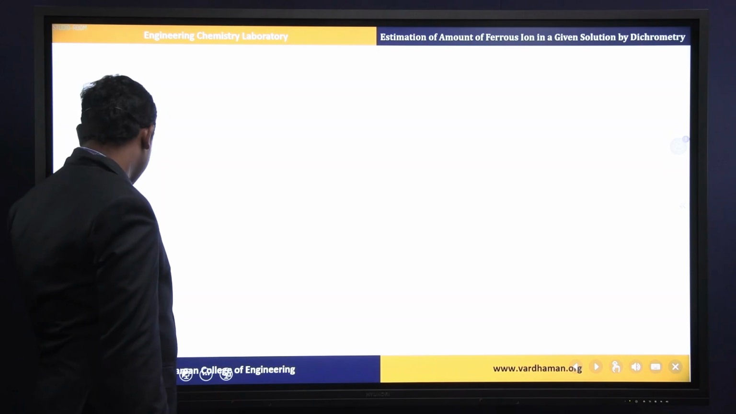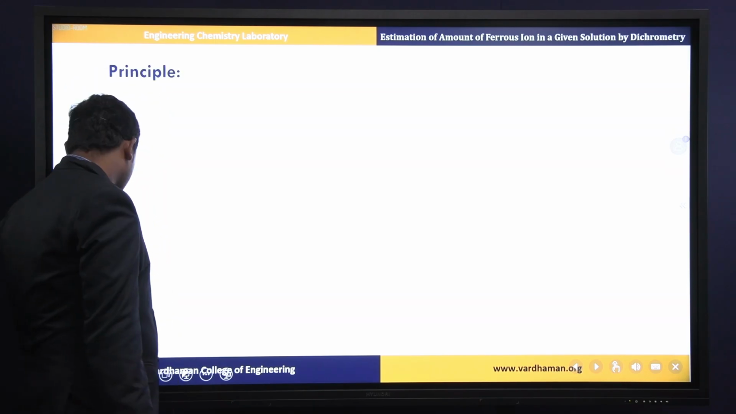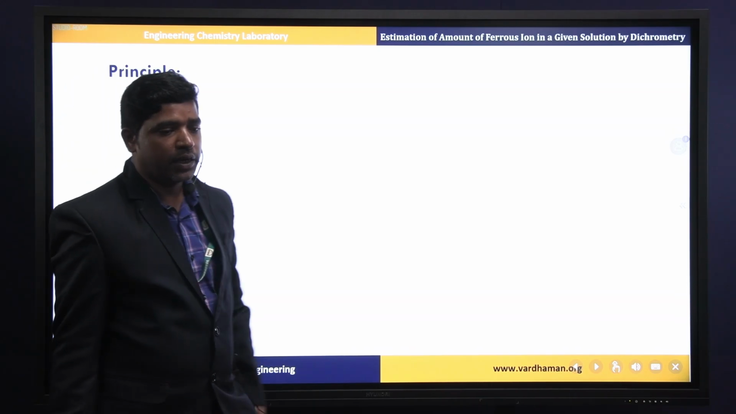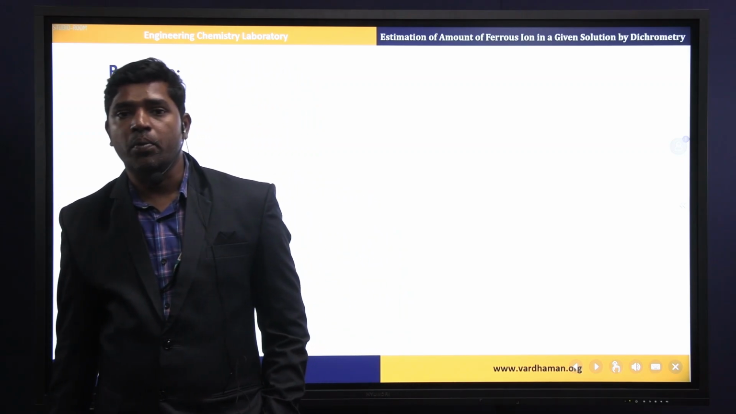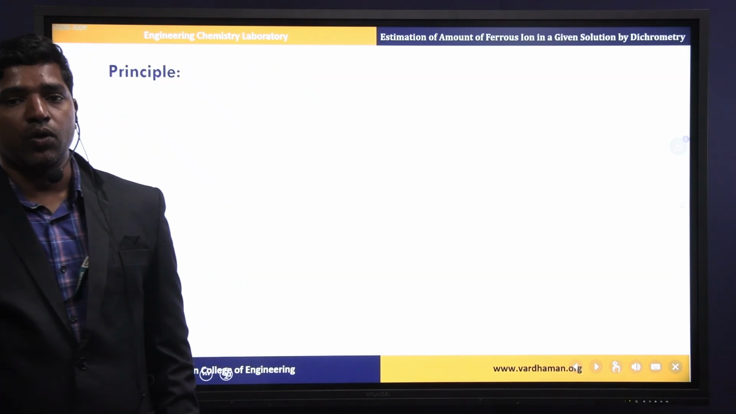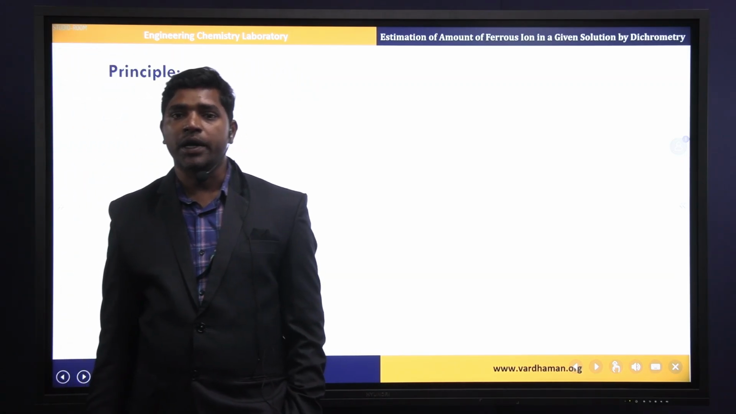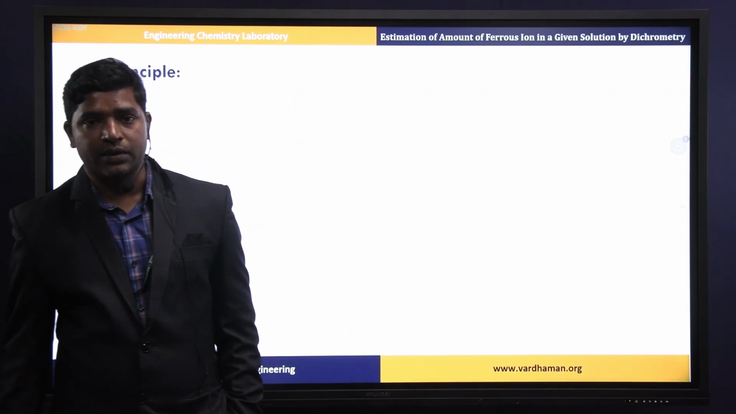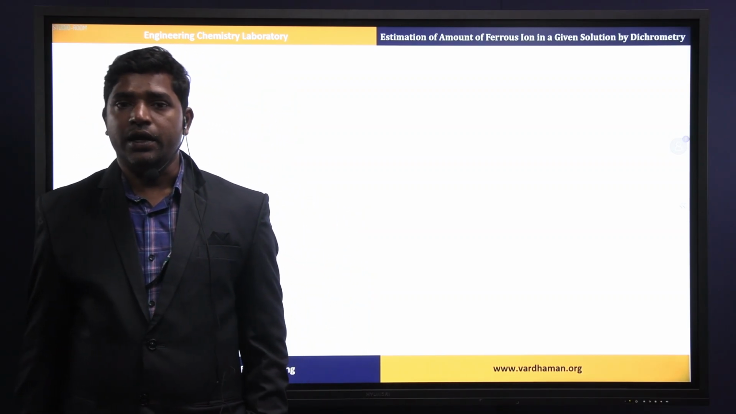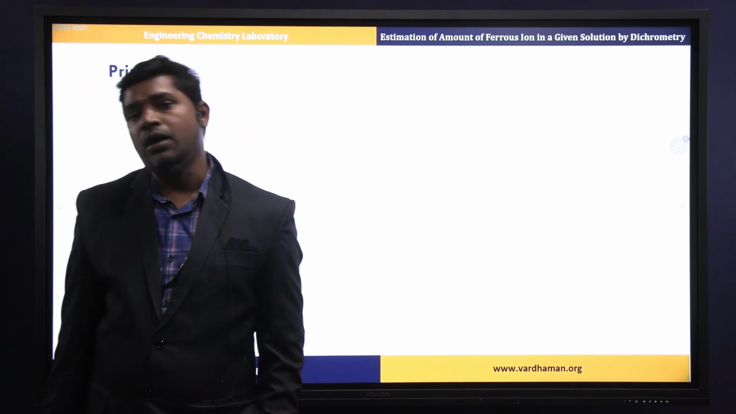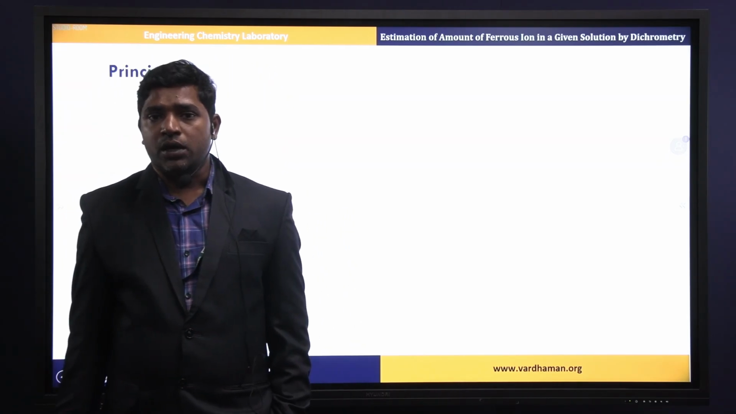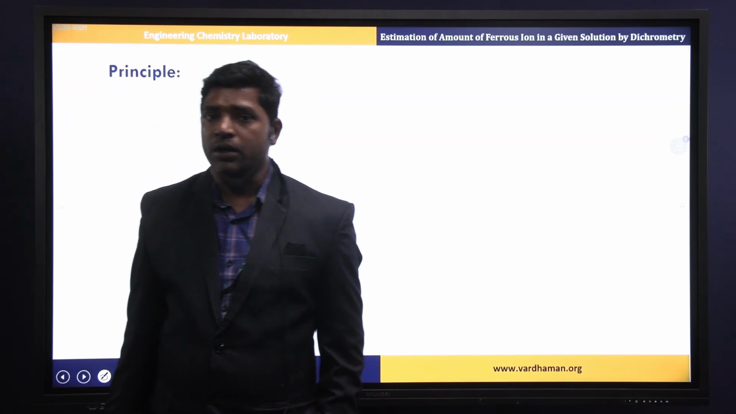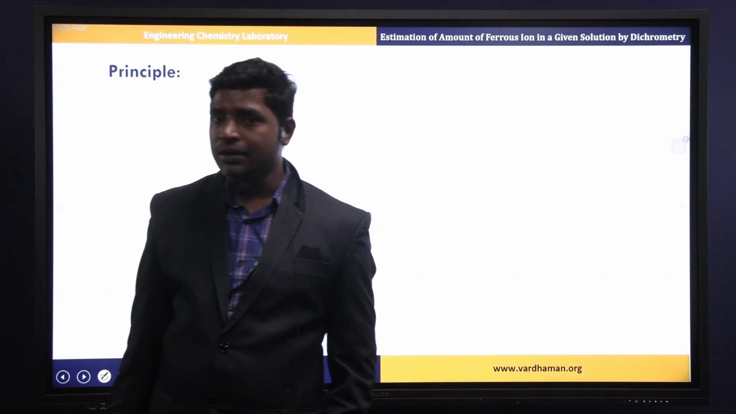Okay students. So next, principle. Here potassium dichromate reacts with the Mohr's salt solution. Potassium dichromate acts as a strong oxidizing agent in the presence of acid mixtures, and Mohr's salt acts as a reducing agent. So the Mohr's salt reacting with the potassium dichromate solution is a redox reaction.